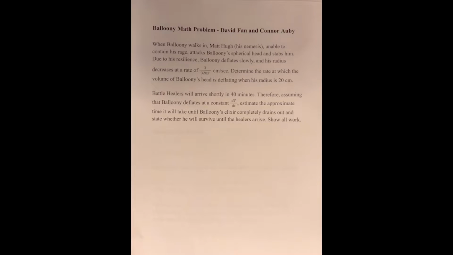After Matt Hughes stabs him, Balloony slowly deflates, and we notice, due to the immense size of our brains, that Balloony's radius is decreasing at a rate of exactly 3 over 320 pi centimeters per second. We also know that his initial radius was 20 centimeters, and now we want to find the dV over dt, or the rate at which the volume changes, so then we can also get a very rough estimate of whether Balloony can survive for 40 minutes before the battle heroes can make it.